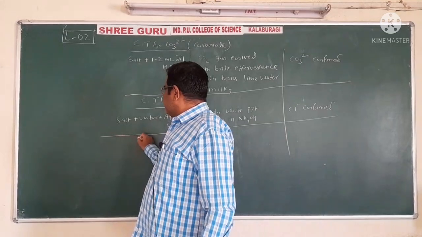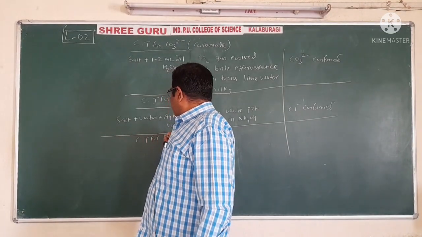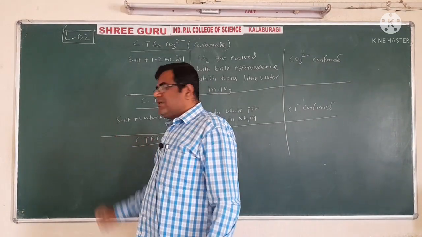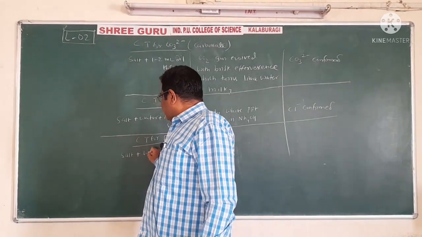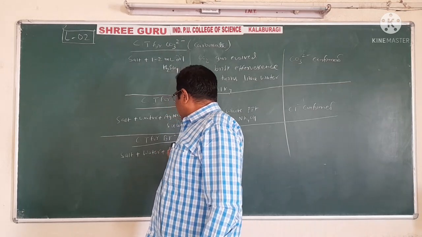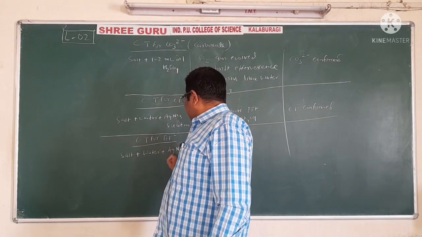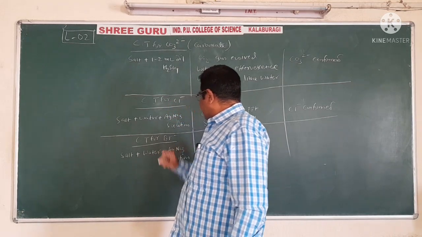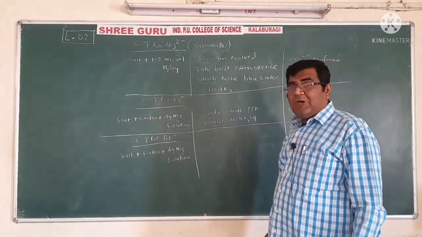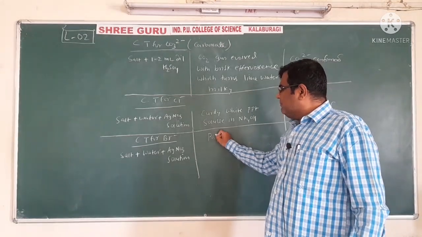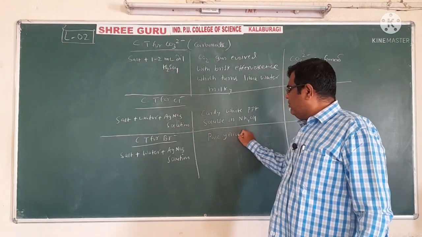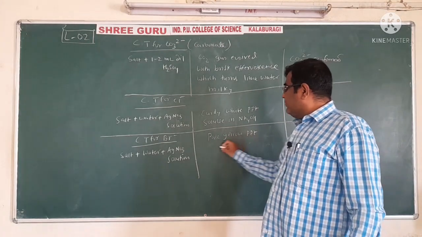The other is the CT for bromide. What is the CT for bromide? The same thing. We have to take salt, we have to take water, and we have to take AgNO3 solution. What will be our observation if bromide is present? It is called a pale yellow precipitate.